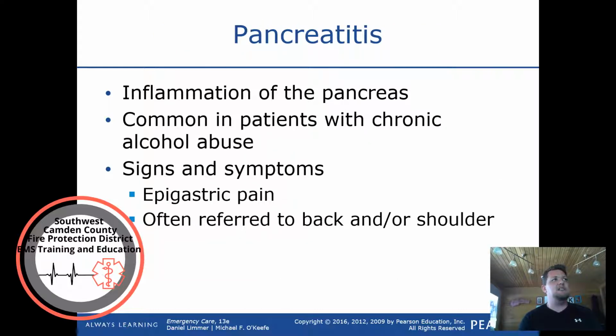Pancreatitis is inflammation of the pancreas. It's commonly caused by alcohol abuse, and signs and symptoms are epigastric pain, often referred to the back and shoulder.